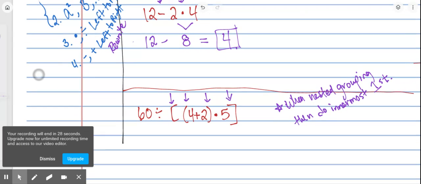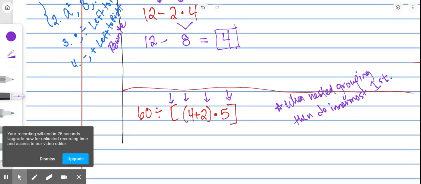Okay, so we're going to start with these innermost brackets. 4 plus 2 is 6. And then I'm going to rewrite just like I did the last time. So I do times 5. I do 60 divided by, and then these brackets on the outside are still here, but because I did 4 plus 2 already, those inner brackets disappear. Okay. Now, I still have the second pair of brackets.